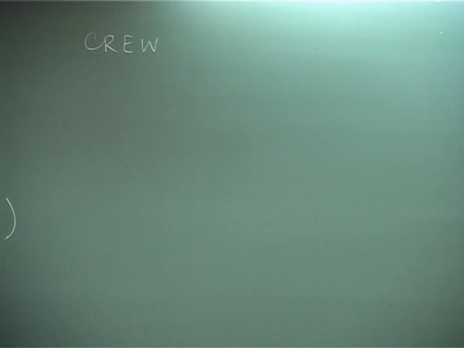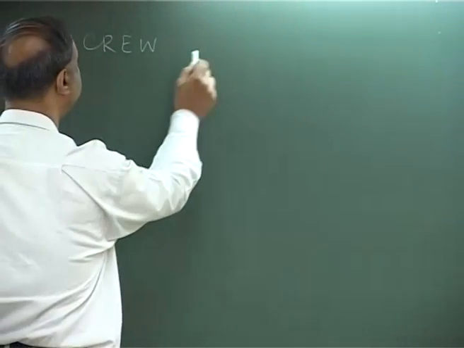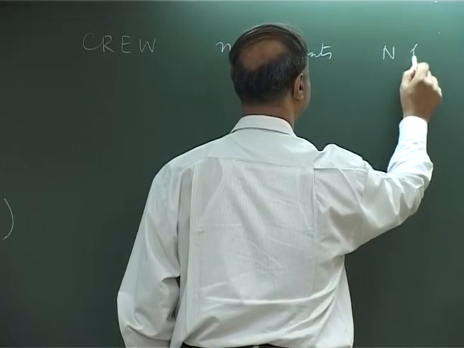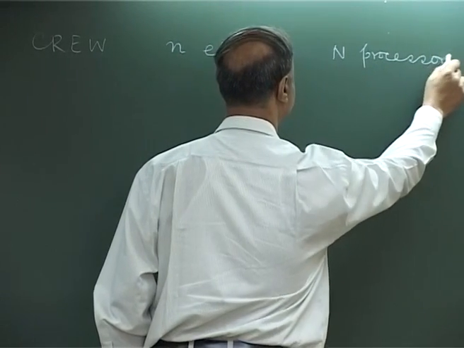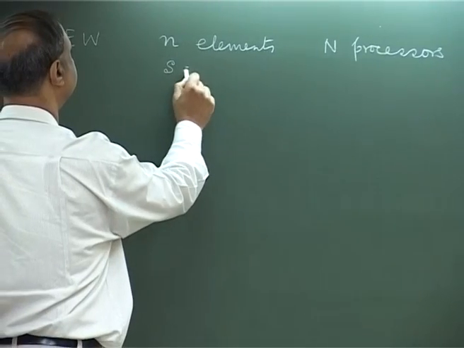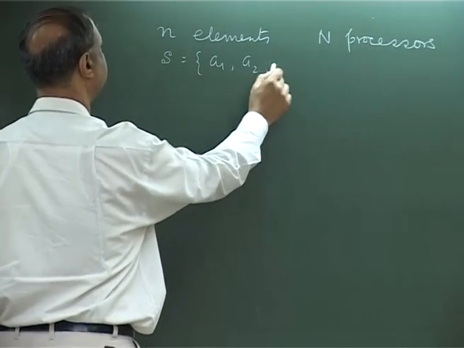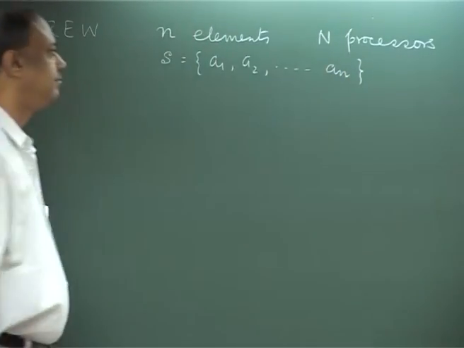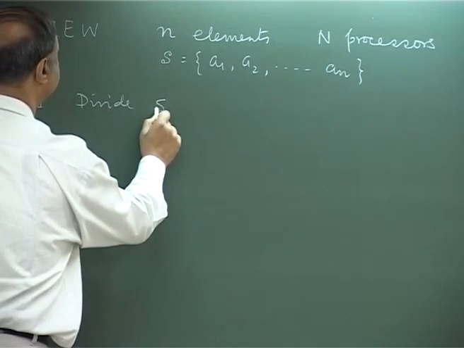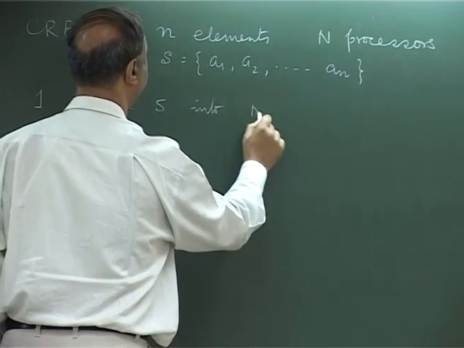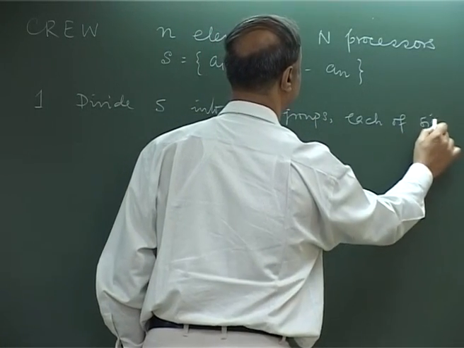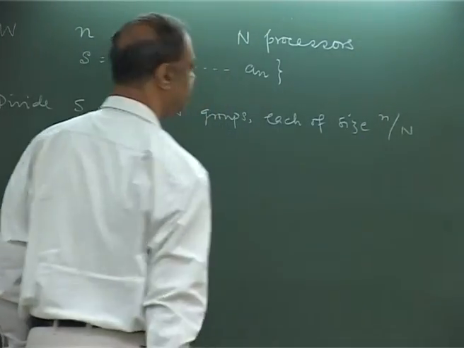Is it okay? Now the next model is the CREW model. Here you have n processors and n elements, and these n elements are in the sequence S. Initially you divide S into groups, each of size n by n.